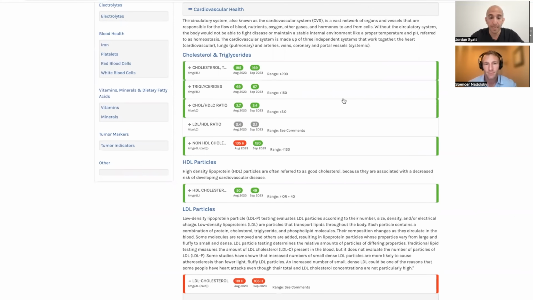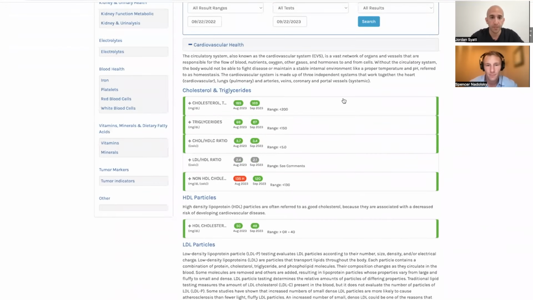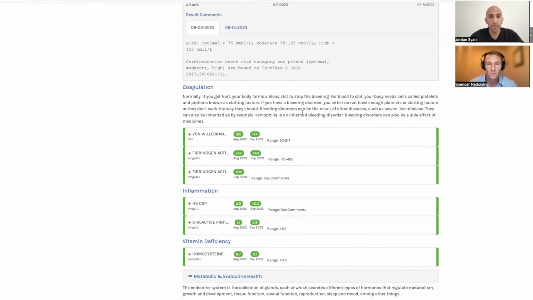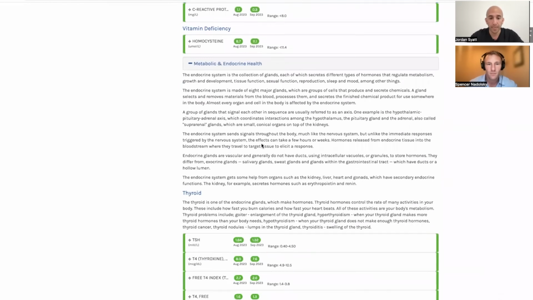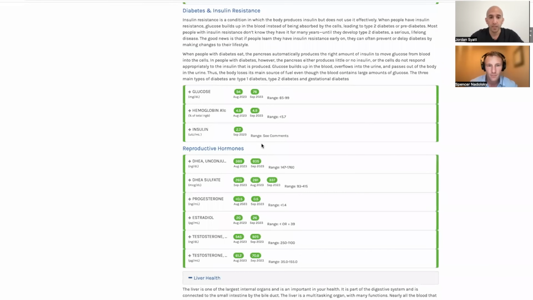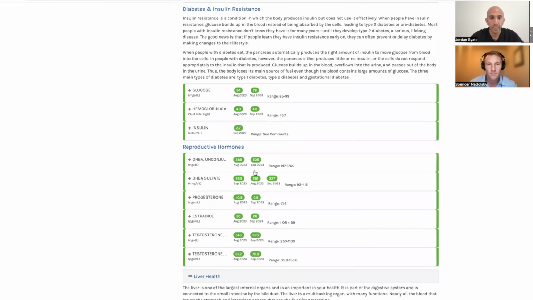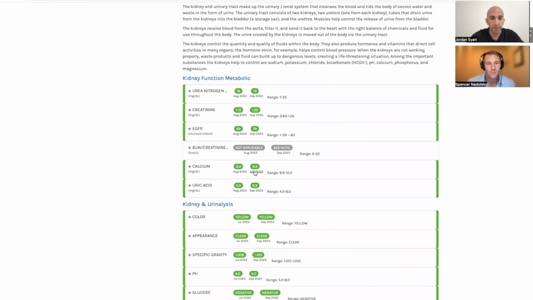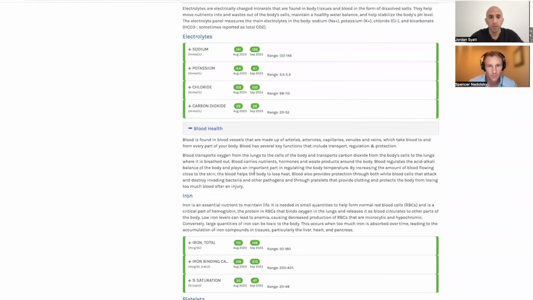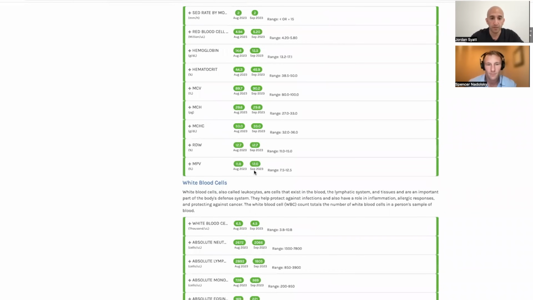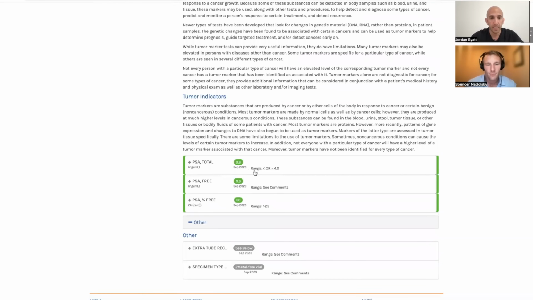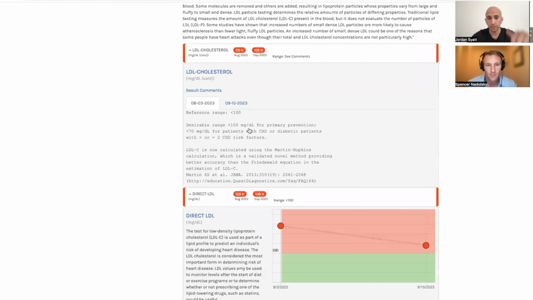Awesome. So we'll go through, and this is a very comprehensive blood panel. Up here we have my cholesterol and triglycerides. We have coagulation. We've got metabolic and endocrine health. We have glucose, hemoglobin A1C, insulin. We've got my liver health, kidney and metabolic function, electrolytes, iron, red blood cells, white blood cells, vitamins, minerals, dietary fatty acids, tumor indicators. We got a lot. So you just tell me, we'll start from the top and you tell me what else you want to see.